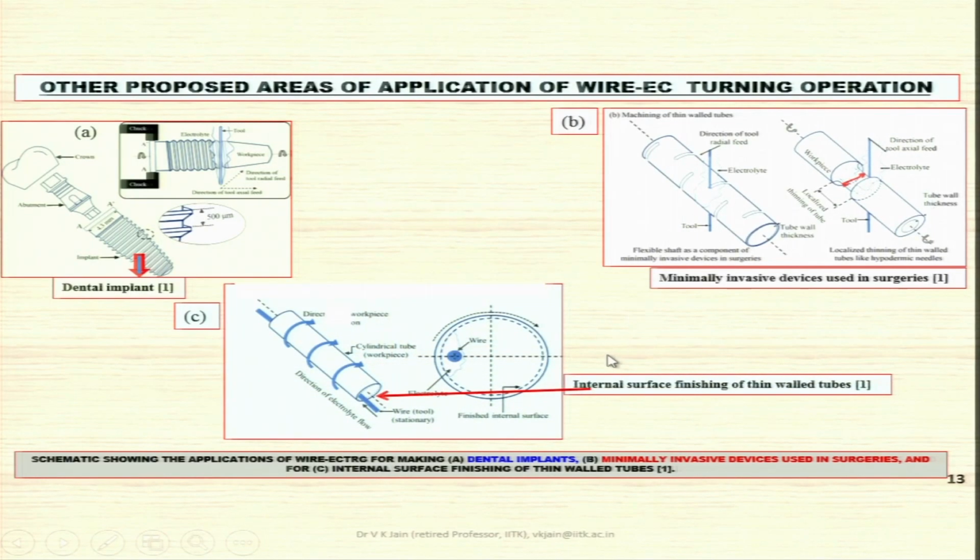Then you can do internal surface finishing of thin wall tubes. This is the thin wall tube and this is the wire, and you are finishing this internal surface by this particular process. It is very good, electrochemical micromachining, electrochemical micro turning is very good for finishing purposes, but it requires proper kind of the electrolyte to be used and optimum machining conditions. You can use it for finishing purposes very well.